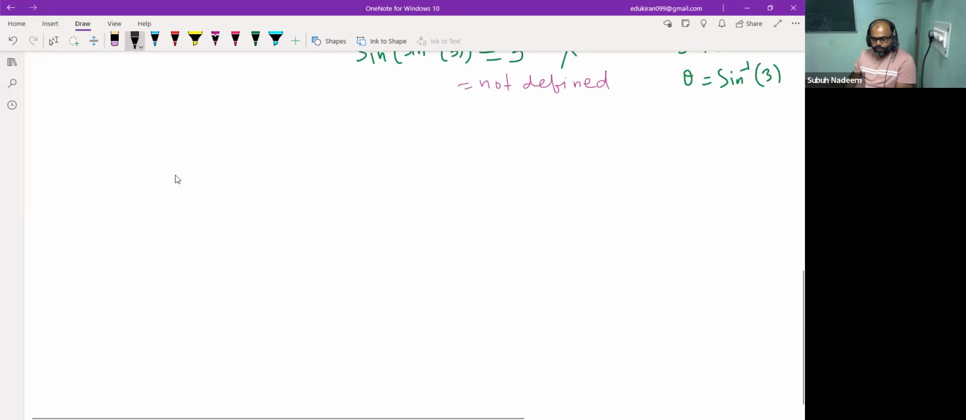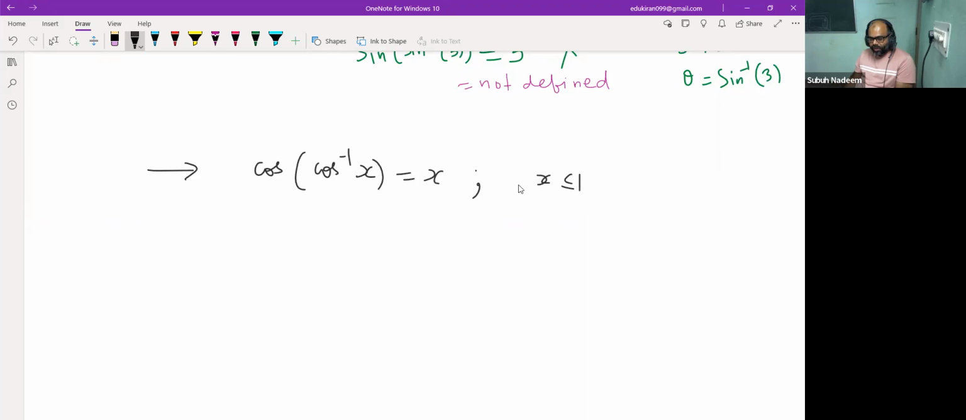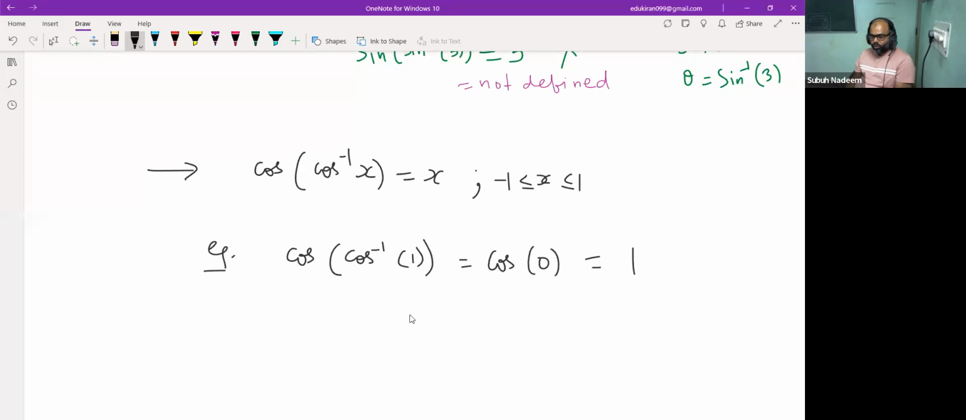Similarly, if we take cos of cos inverse x, it will be x, keeping in mind that x is between 1 and -1. Again, here you can check, for example, cos of cos inverse, I'm taking 1. So cos inverse 1 is at angle 0, because cos 0 is equal to 1. So cos 0 will be finally 1. So you are getting the same thing as the output, which is the input.